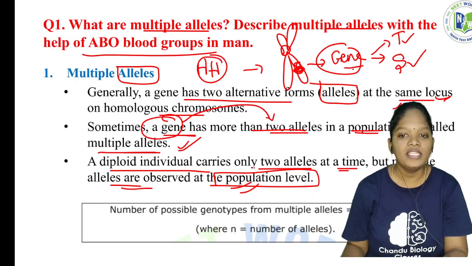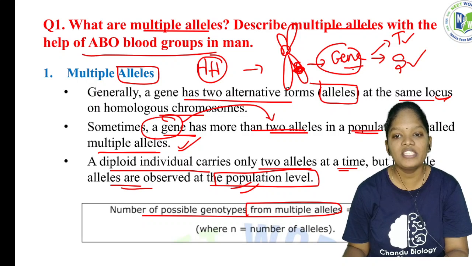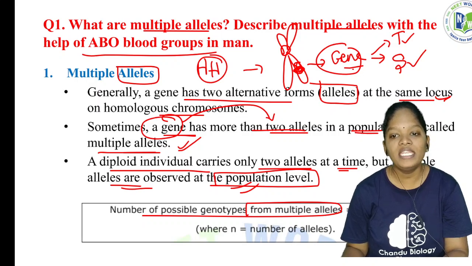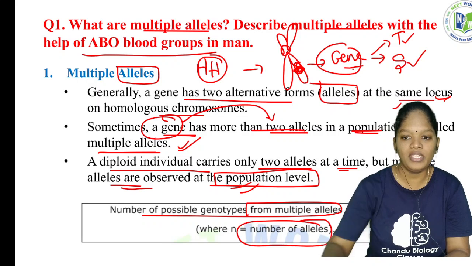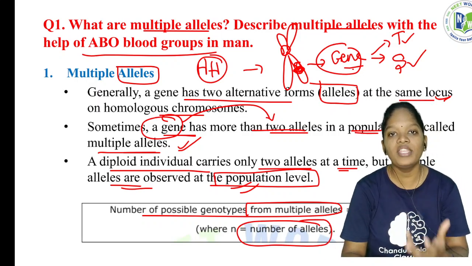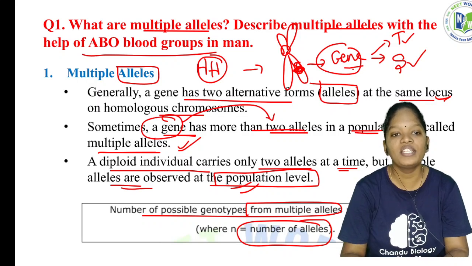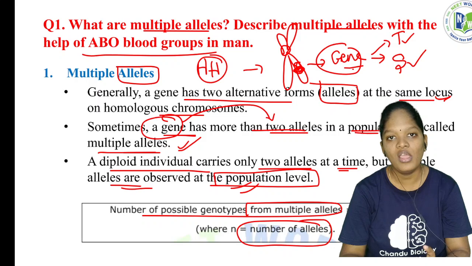How? Just listen to me. The number of possible genotypes from multiple alleles is calculated with the formula n into n plus 1 divided by 2, where n is the number of alleles in the population. So this is what multiple alleles are: a gene has more than two alleles in a population. It is not in an individual, it is in the overall population.